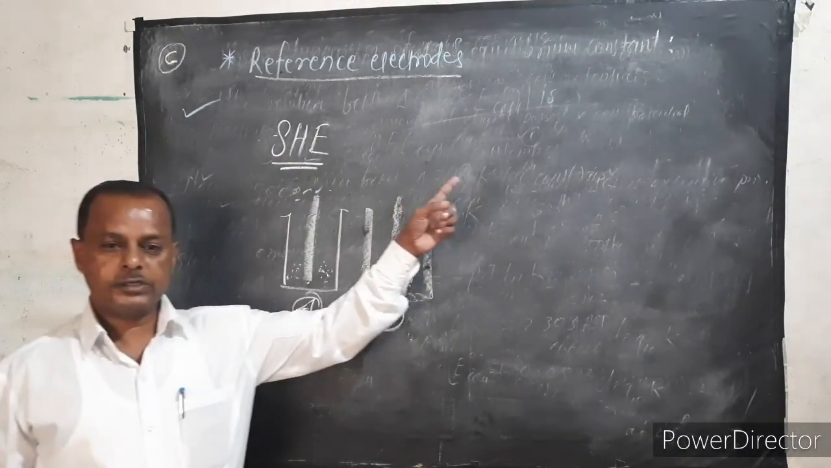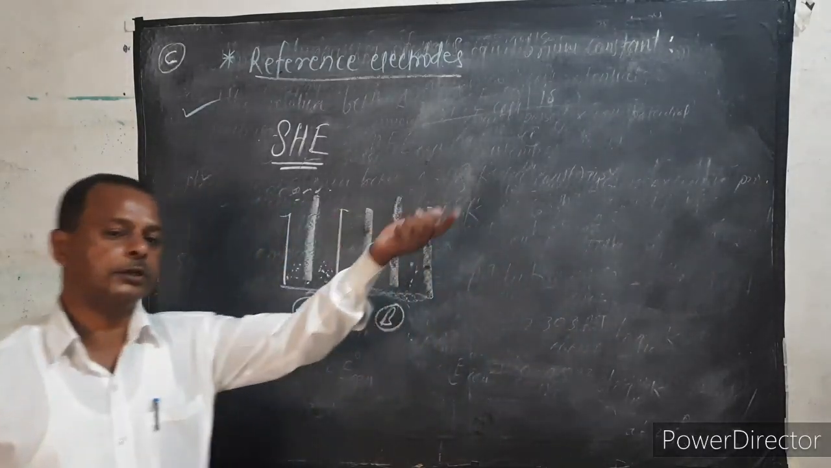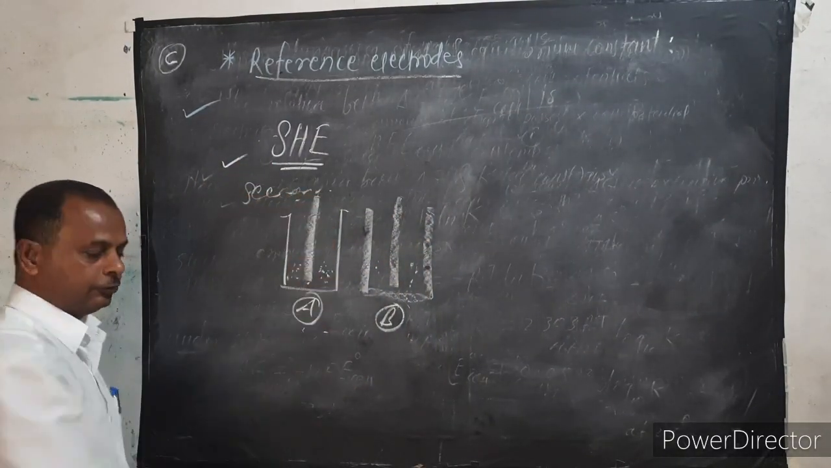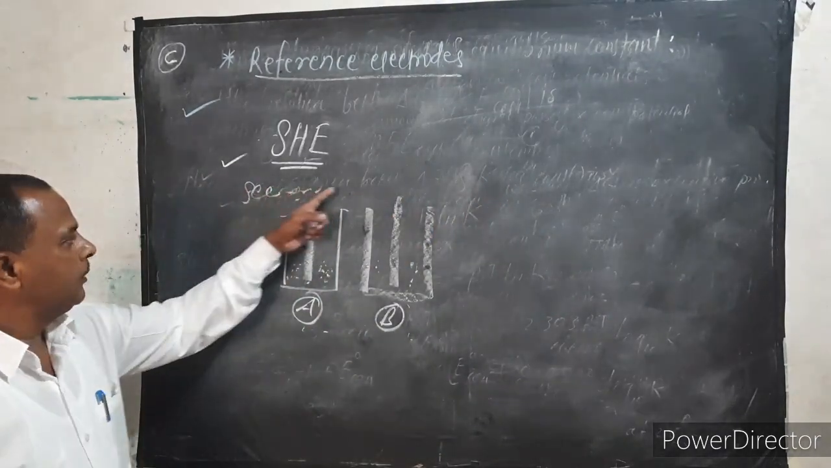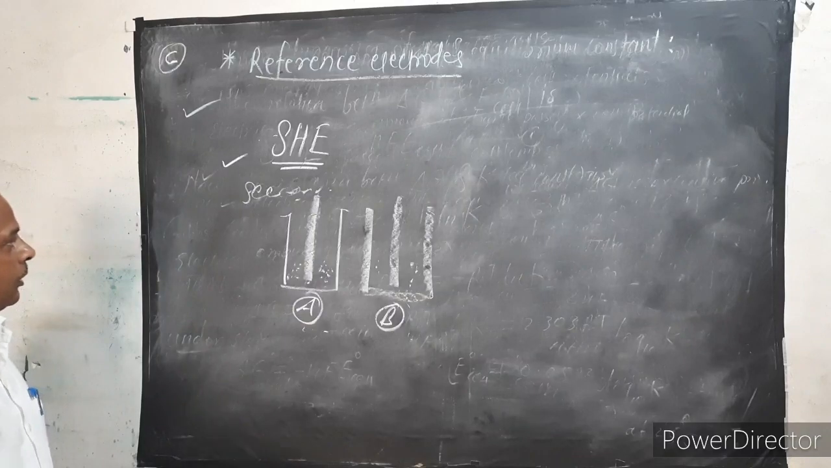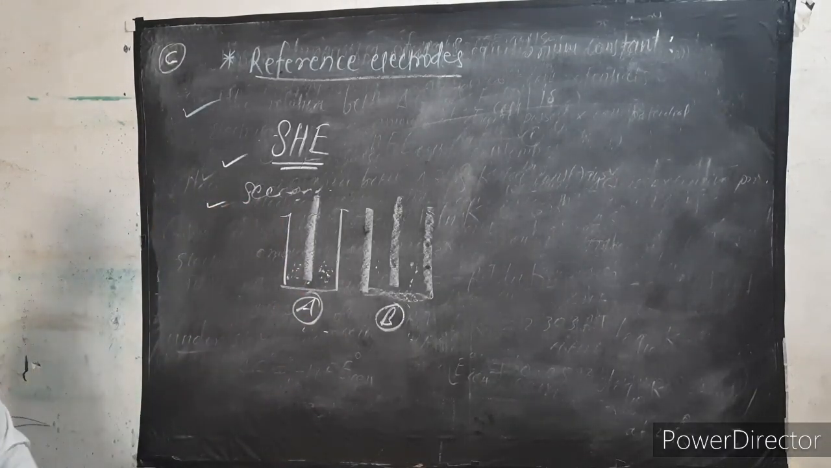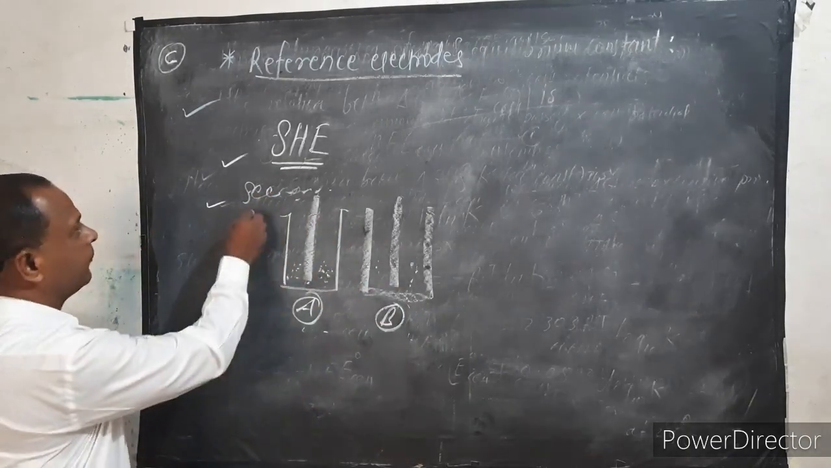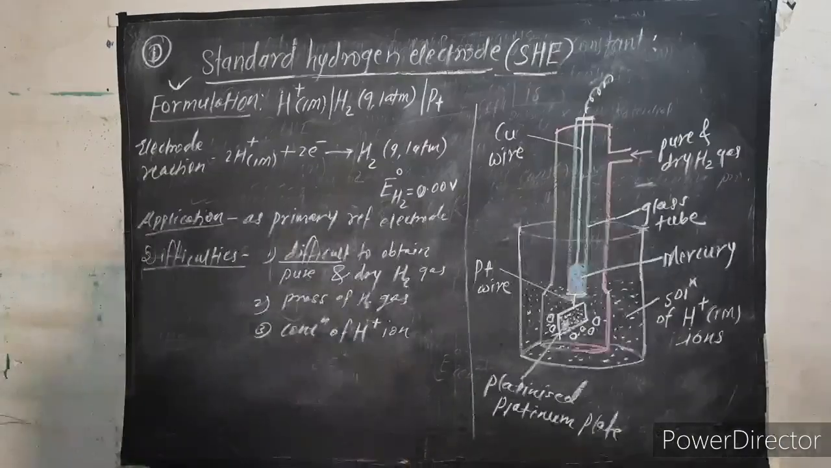SHE is the primary reference electrode, as it determines the standard potential of other electrodes. That's why it is primary. Secondary reference electrodes, for example, are the silver electrode, platinum electrode, or glass electrode. This is also useful to determine the electrode potential in galvanic cells. Okay, this is the way of the reference electrode.